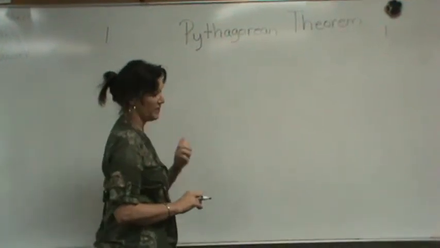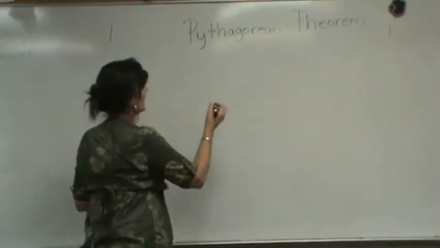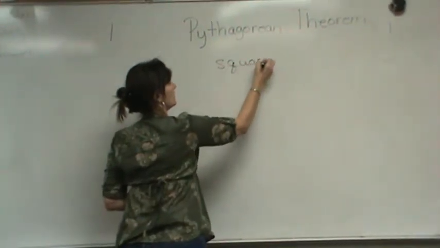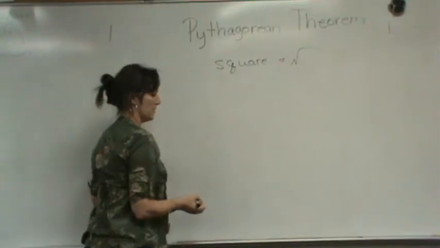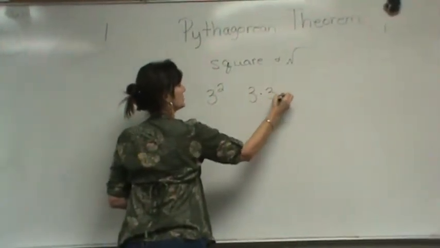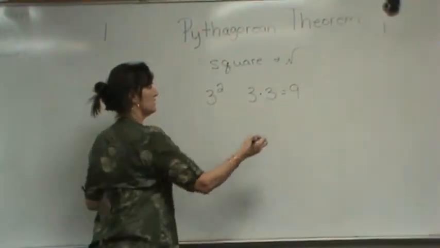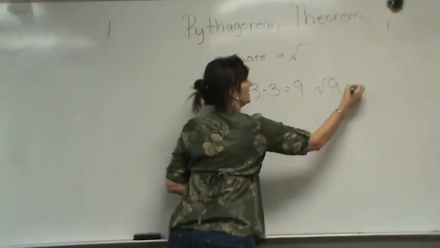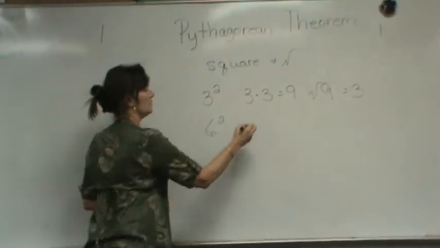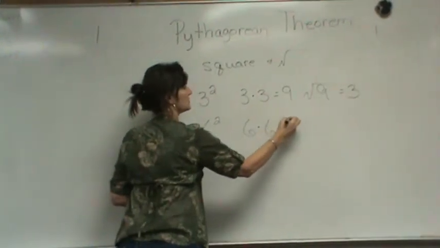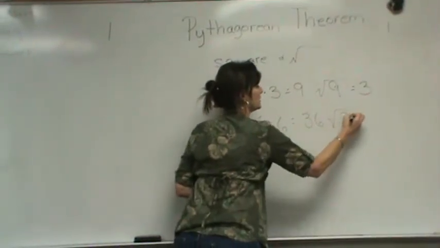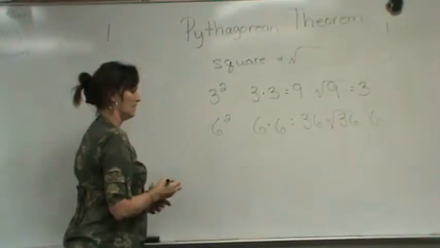We're going to talk about the Pythagorean Theorem. First, I need to make sure you understand squares and square roots. If I have 3 squared, that means 3 times 3 equals 9. The square root of 9 equals 3. 6 squared means 6 times 6 equals 36. The square root of 36 is 6.